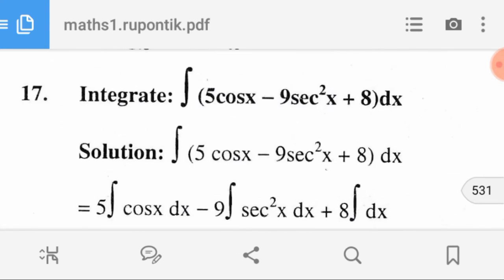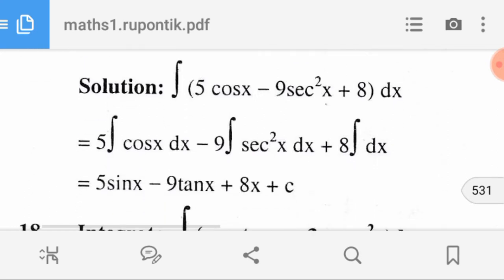Here I'm going to solve problem number 17. It is the most important; formulae are used here. Integration of 5 cos x, 9 sec square x, 8 dx. Since the integration sign is linear, we can put the integration sign with each term of the given expression. Then we can write 5 times the integration of cos x dx, 9 times the integration of sec square x dx, and 8 times the integration of dx.